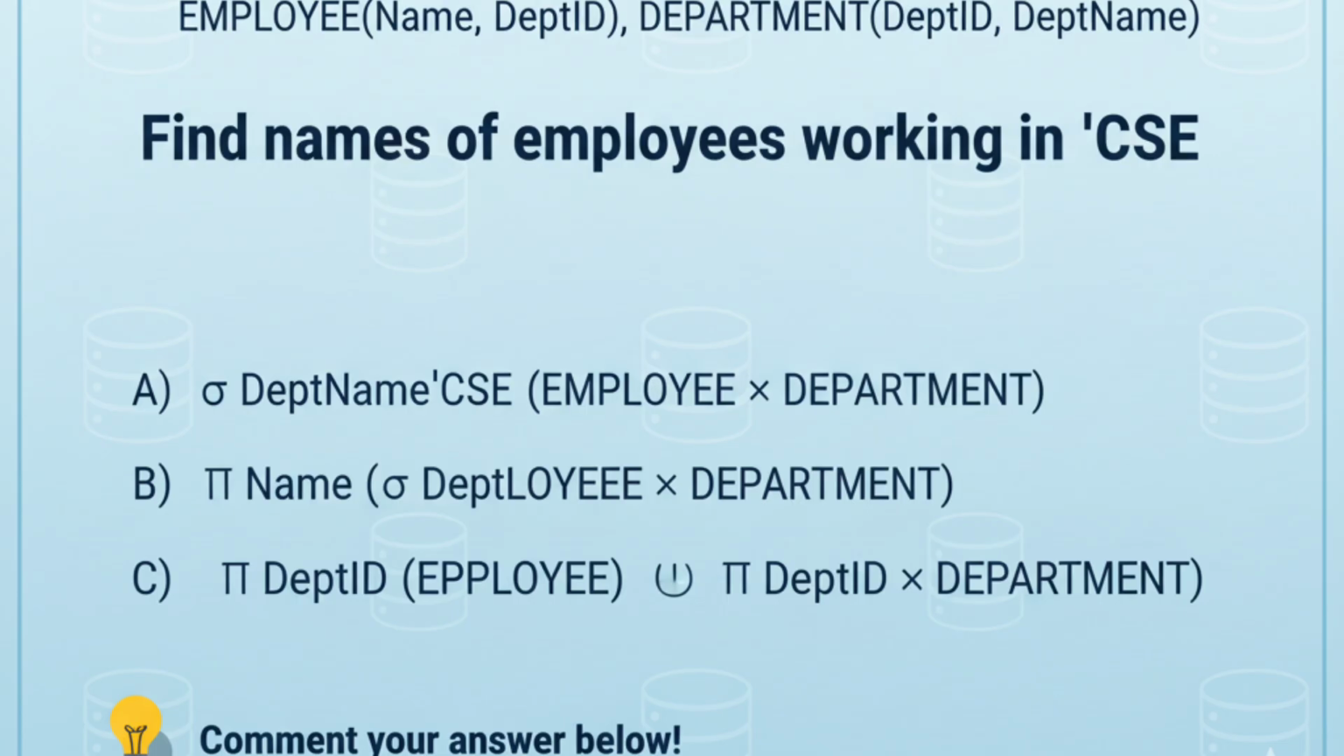Now, let's test your understanding with a quick placement question. Suppose you have two tables, employee (name, dept ID) and department (dept ID, dept name), and you need the names of employees working in the CSE department. Which is correct? A. Sigma dept name equals CSE (employee chi department). B. Projection name (sigma dept name equals CSE (employee chi department)). Or C. Dept ID (employee) dept ID (department). Think carefully, one gives extra data, one gives the exact result, and one is invalid.